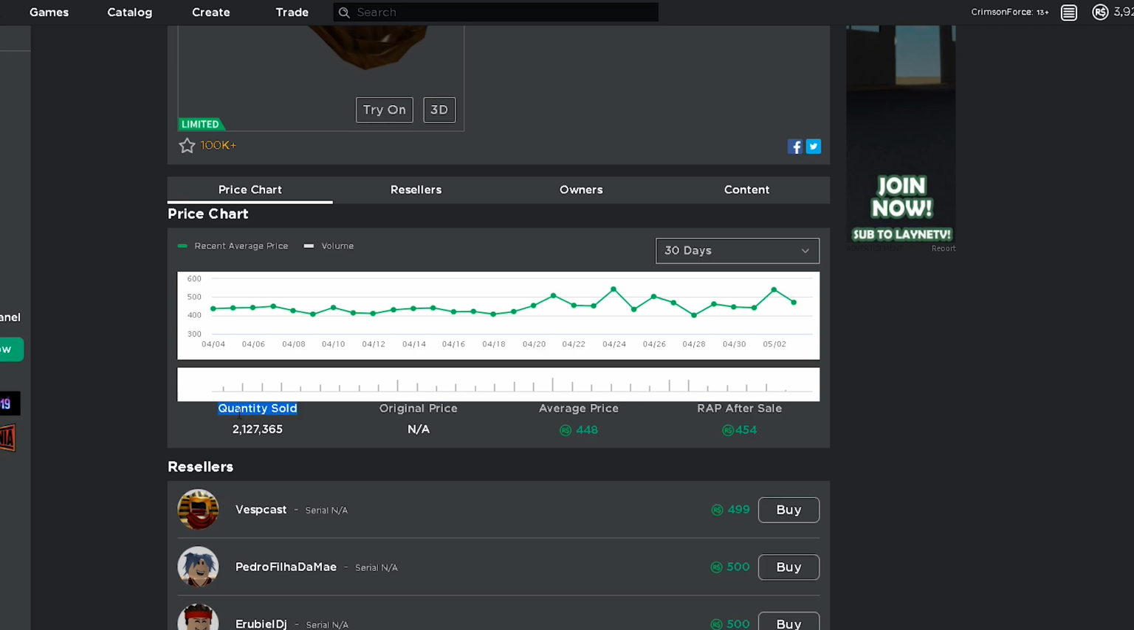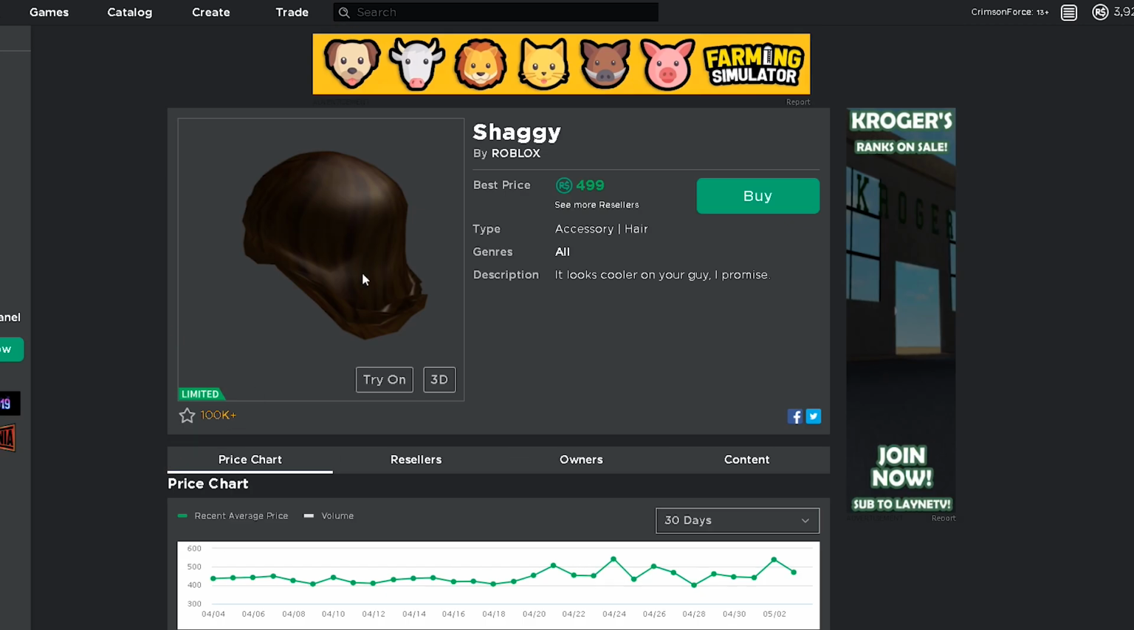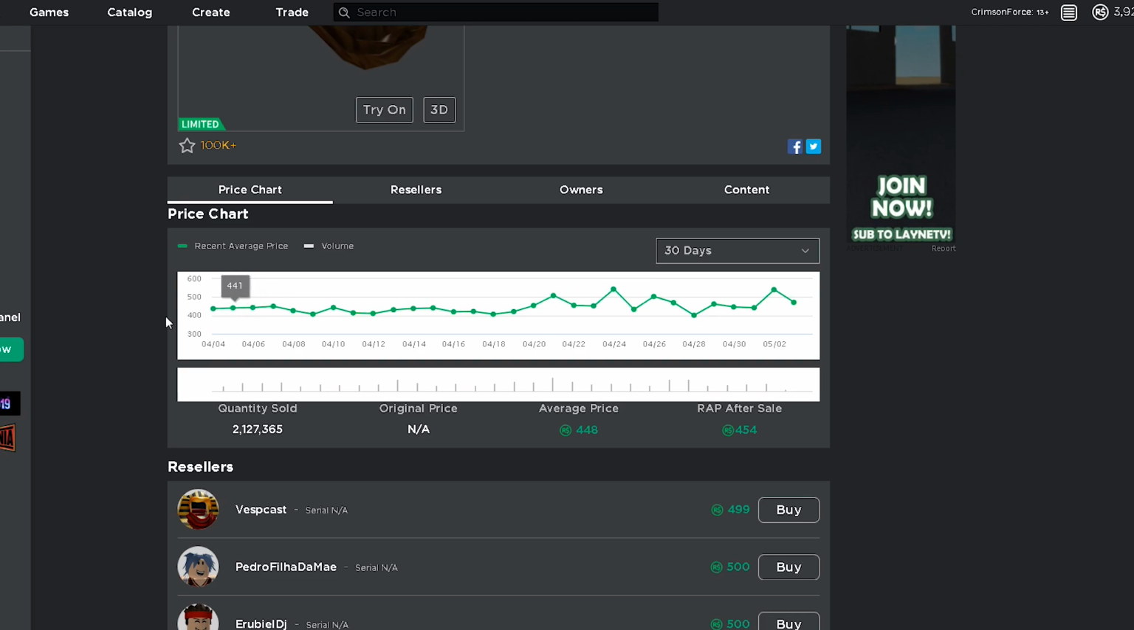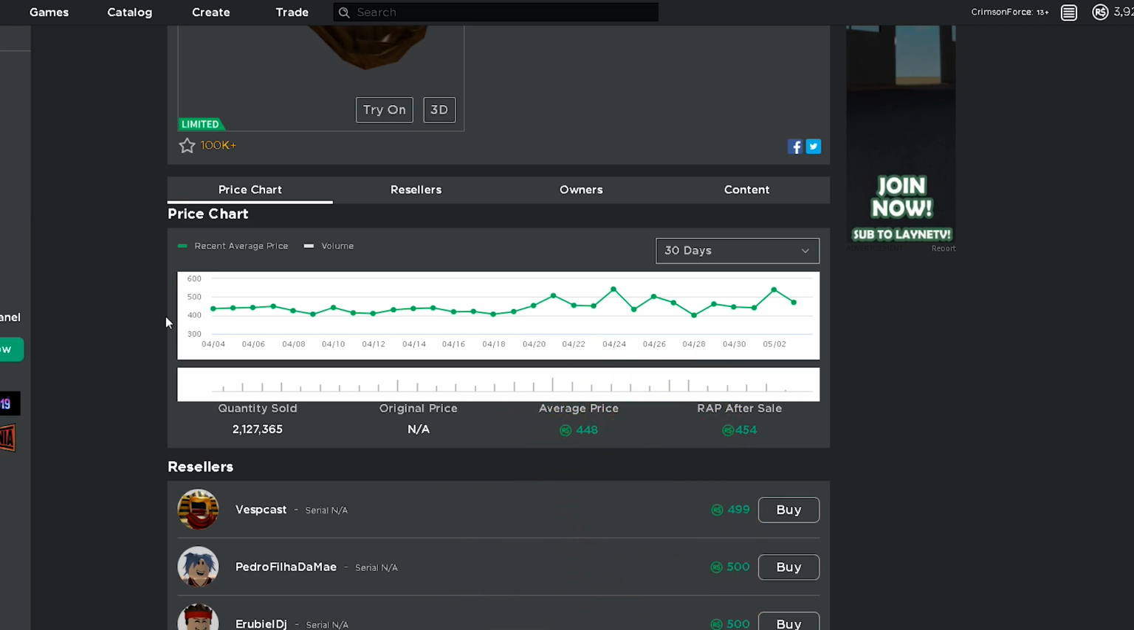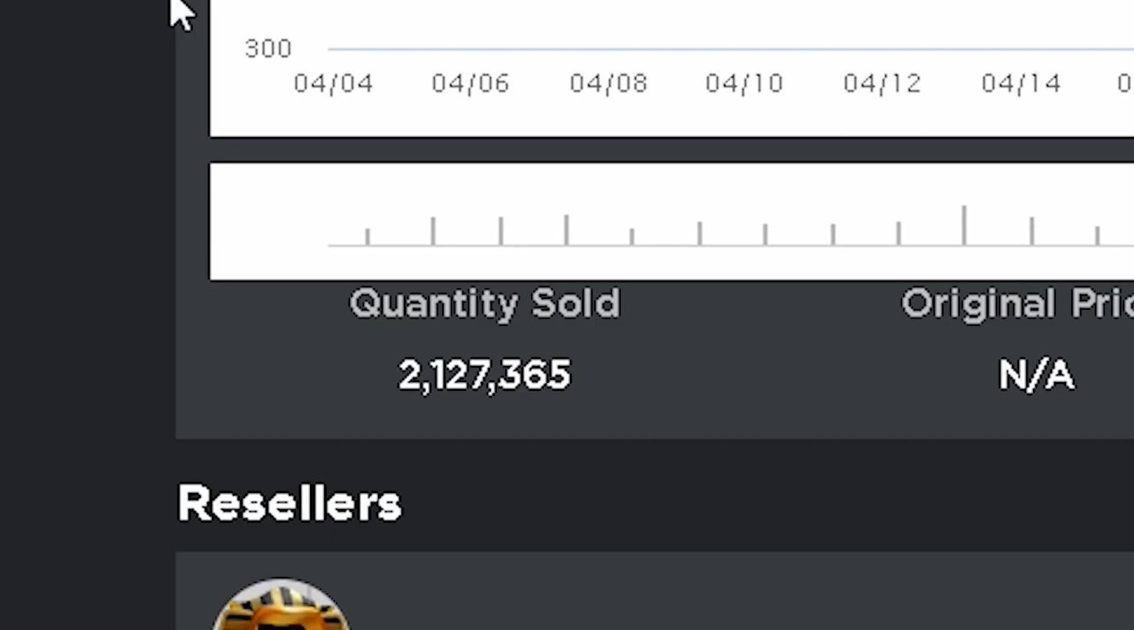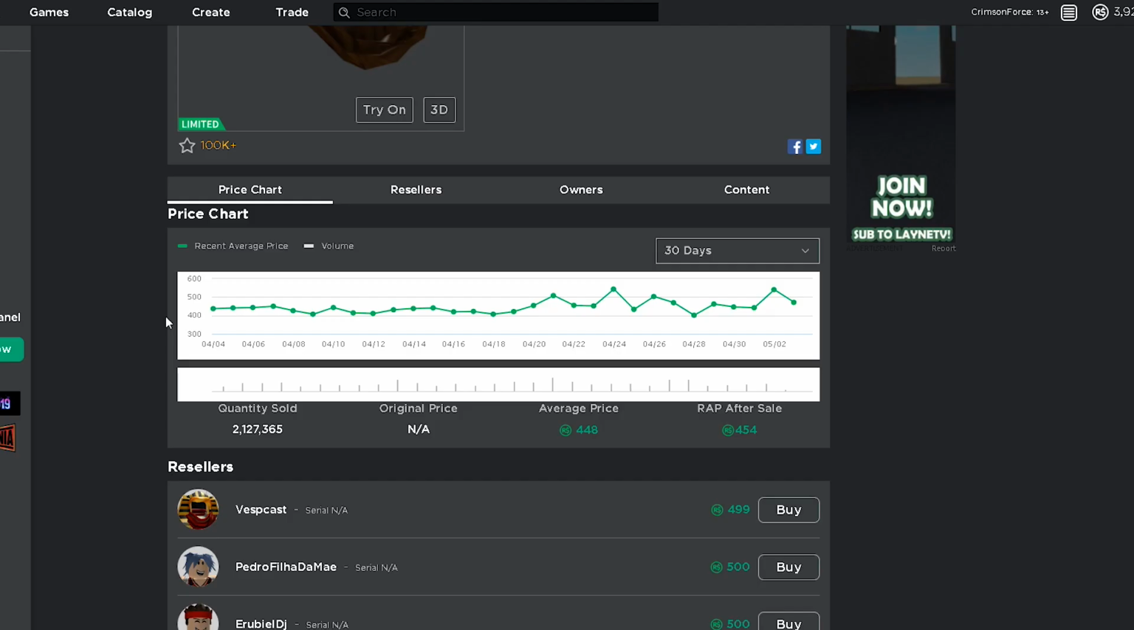Quantity sold means this is how many copies of the Shaggy currently exist in the economy. So that's how many items have been sold total. That's not to account for accounts that don't have Builders Club and cannot participate in the market, accounts that have been terminated and also cannot participate in the market, and accounts that are simply completely inactive, which there's a lot of those. 2,127,000 copies are completely inactive at this point.